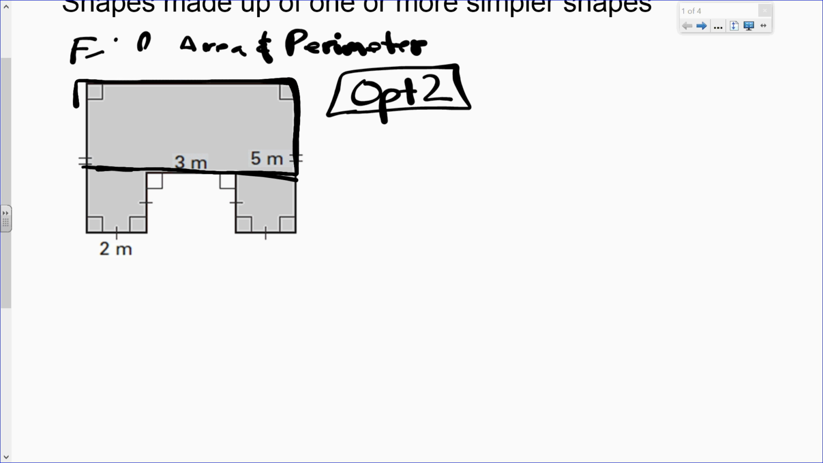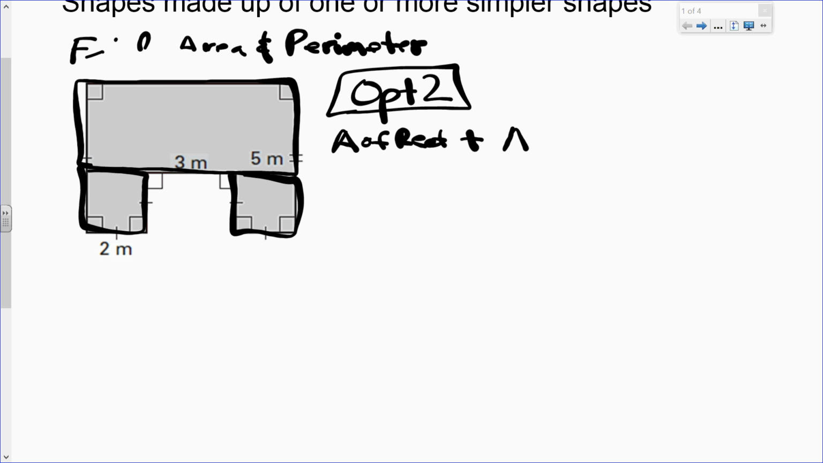Check it out. I'll take the area of this rectangle, put area of rectangle, plus, these 2 are squares. Now look at it. Plus area of 2 squares. 2 squares. Different game plan. You're still going to get 29 square meters. So it's just a different game plan. You see it from a different perspective.